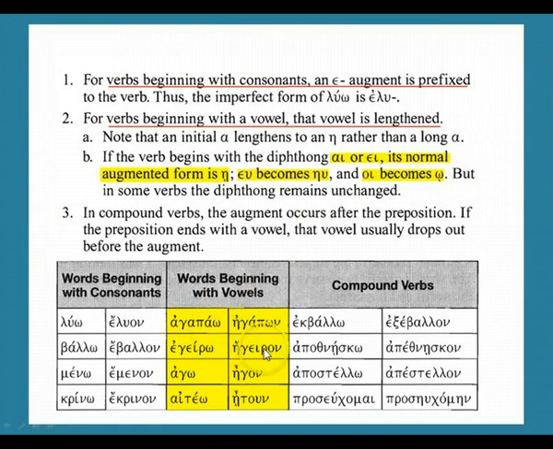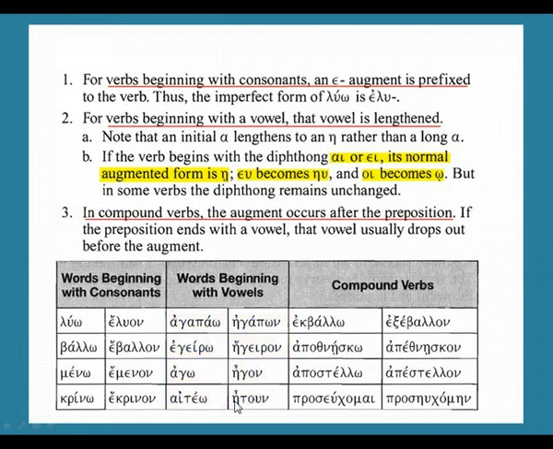So here are examples. Agapao, the alpha lengthens to an eta. In the imperfect, the epsilon lengthens to an eta, the alpha lengthens to an eta, and the alpha iota lengthens to an eta with an iota subscript.